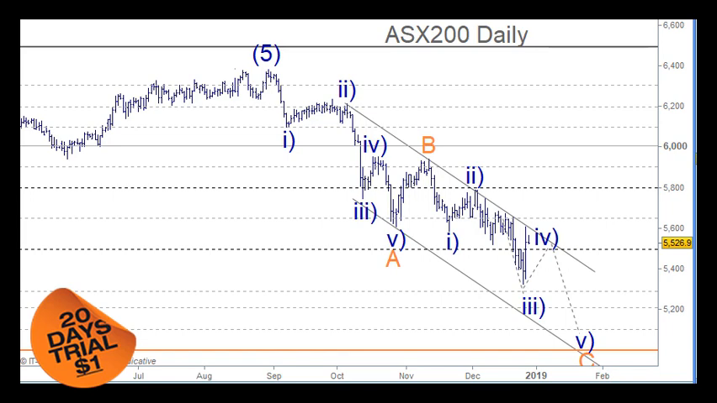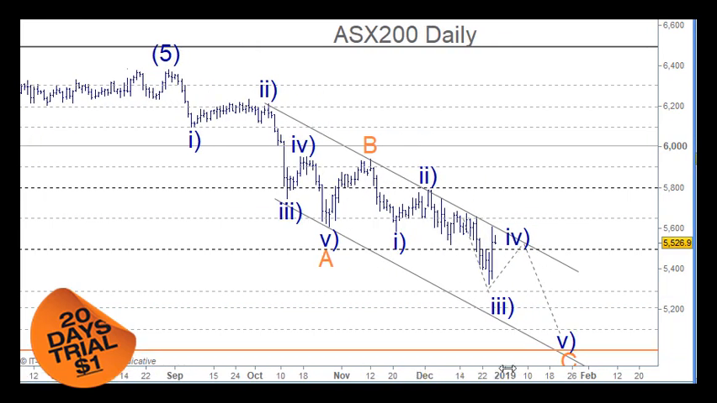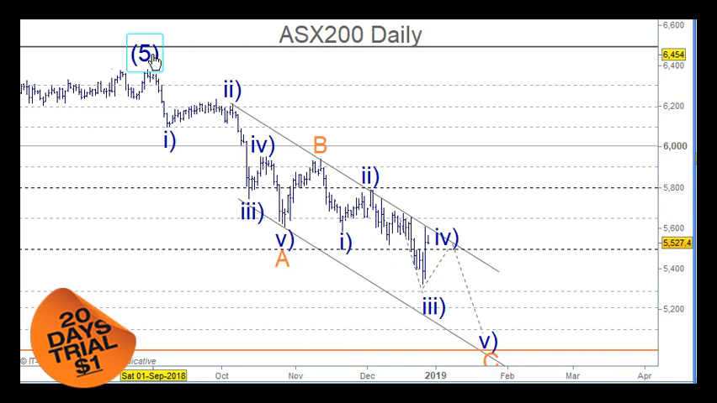Welcome to Trading Lounge and the Asian indices, starting with the ASX 200 here. We've been working down from this top, and we're counting down this particular structure. We've had 5 waves in this first leg, so that means we should be followed by another 5 waves after wave B: wave 1, 2, 3, 4 and 5.